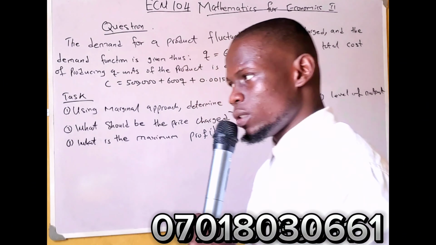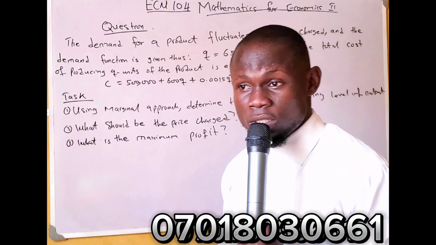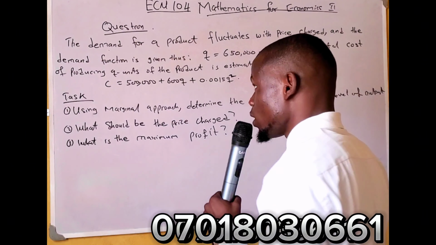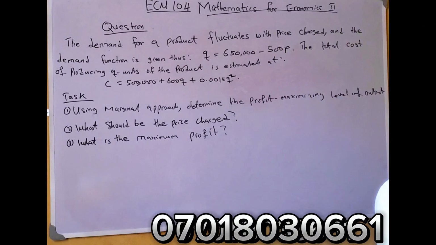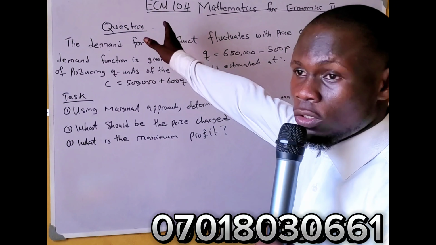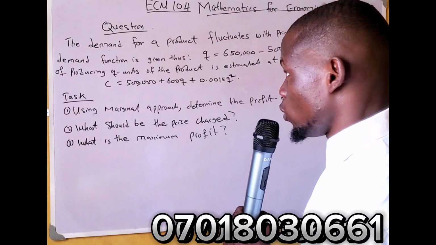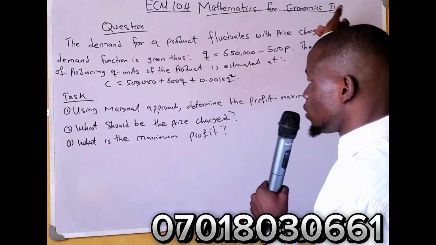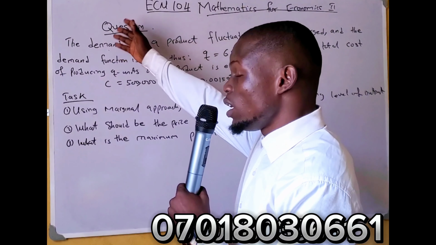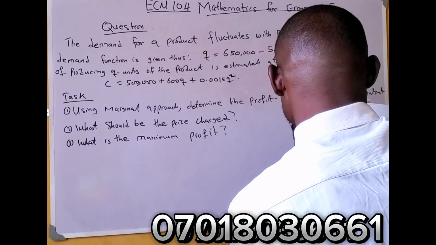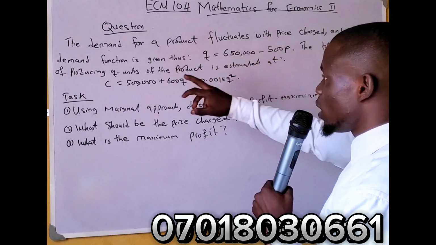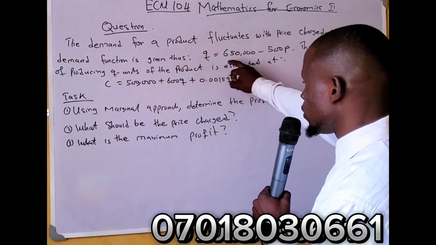Now let's look at the question. I believe everyone out there has the basic understanding of the theory. We did the mathematical aspect. So the demand for a product fluctuates with price change. This is just quoting the words, the theory of demand. Demand is a function of price. That is, as the price increases, the quantity demanded decreases, and as the price decreases, the quantity demanded increases. That's what that first sentence is talking about. And the demand function is giving those. So they give us the demand function.